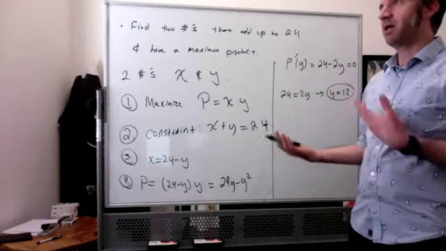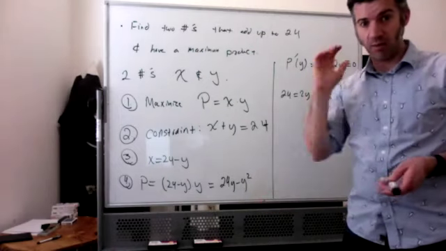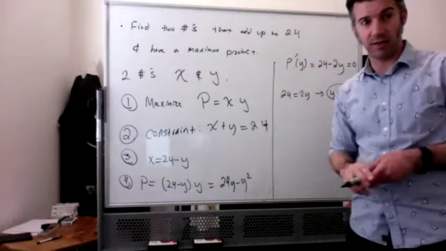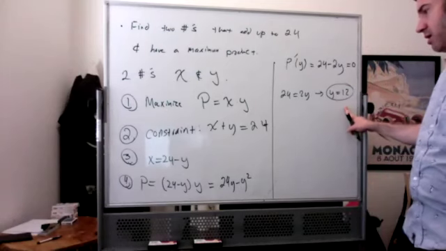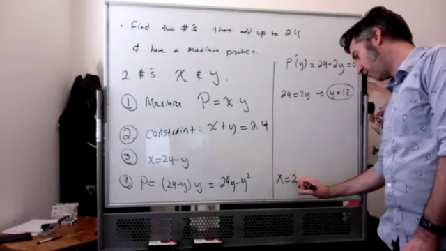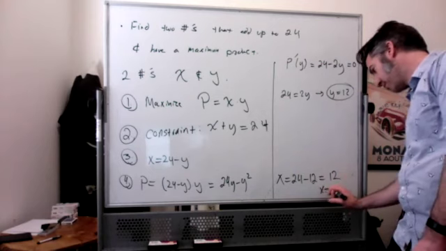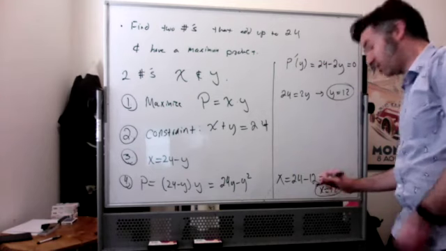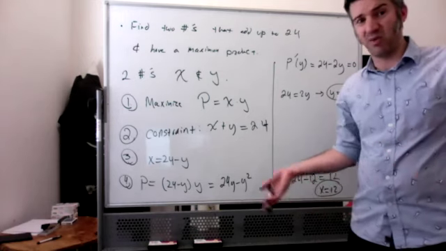And now this really depends on the situation. A lot of the time people will ask you to verify that something is actually a maximum, right? At this point, I found a critical value. And I could also find the x value, right? X is going to be 24 minus y, which is also going to be 12. So we found two numbers that add to 24. They're critical values. Do we know they're a maximum?